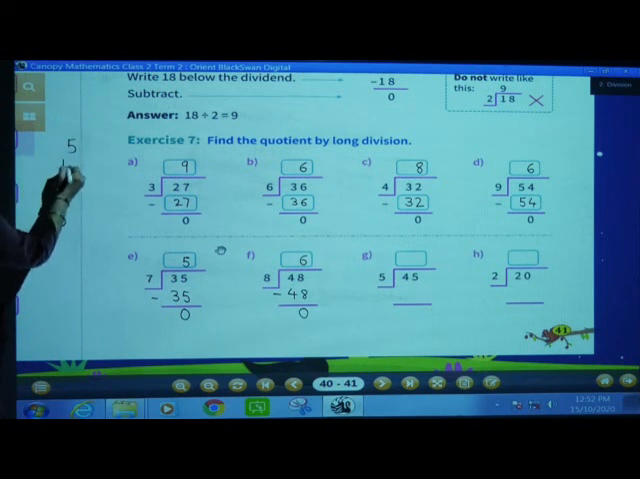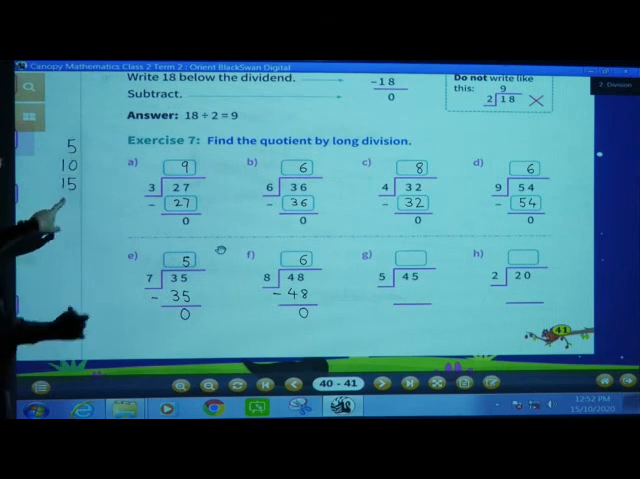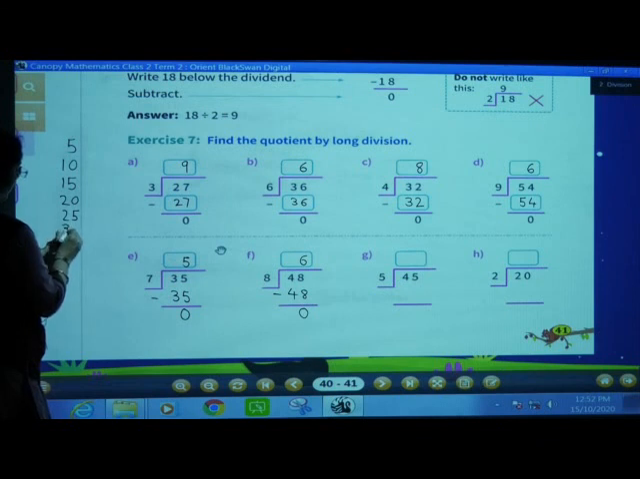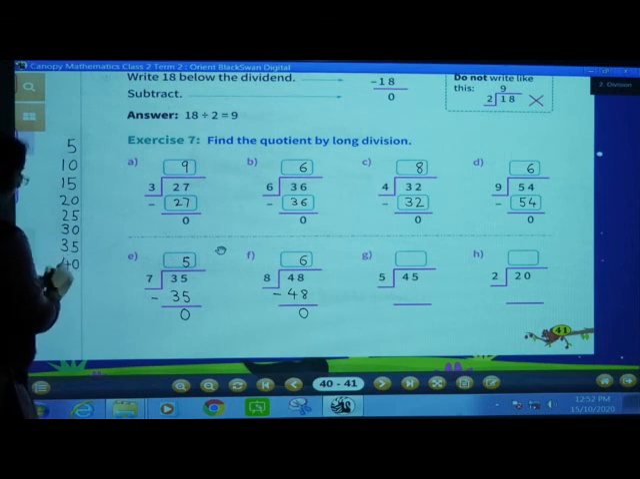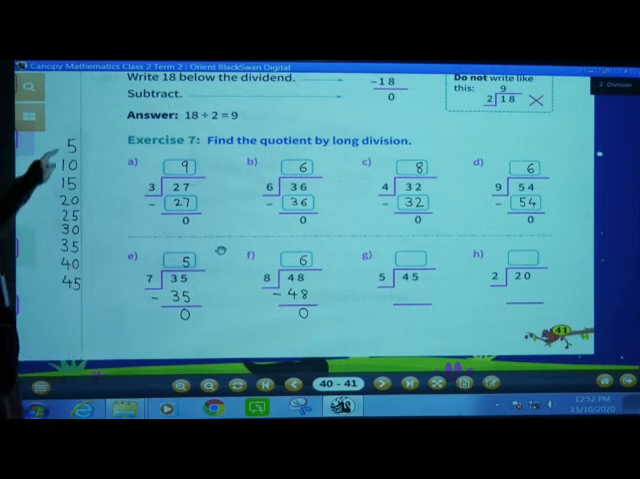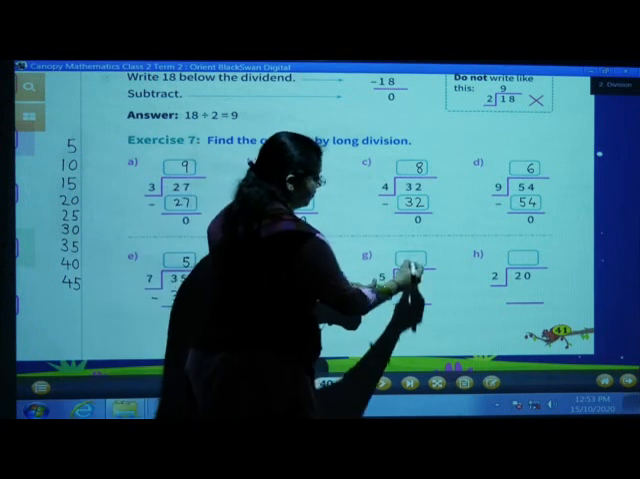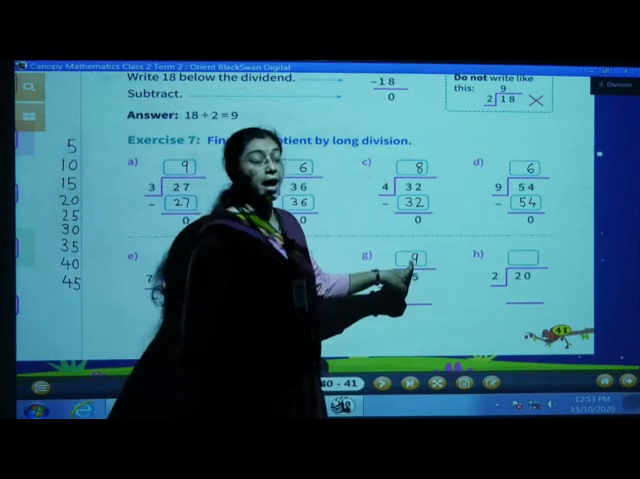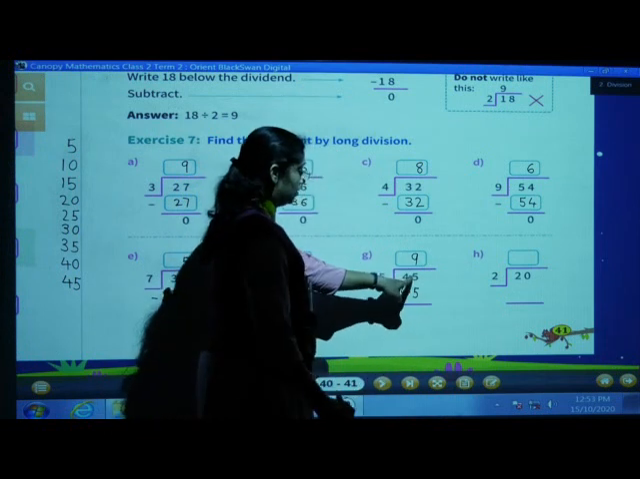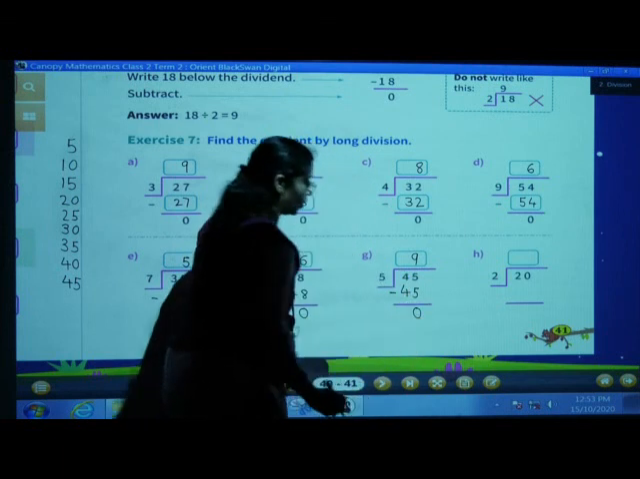5 ones are 5. 5 twos are 10. 5 threes are 15. 5 fours are 20. 5 fives are 25. 5 sixes are 30. 5 sevens are 35. 5 eights are 40. 5 nines are 45. 5 nines are 45 means 9 is the quotient and we have to write 9 in the ones column. Subtract this 45 from this dividend, 45 minus 45, 0.